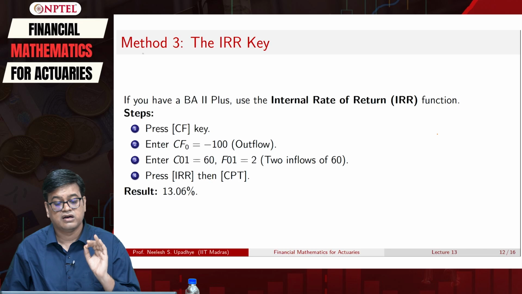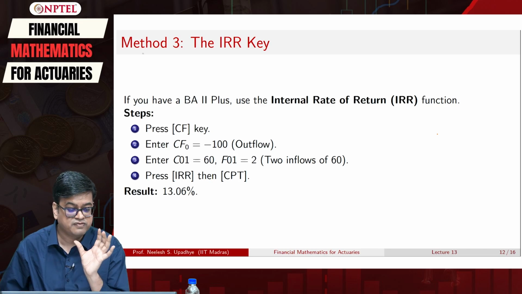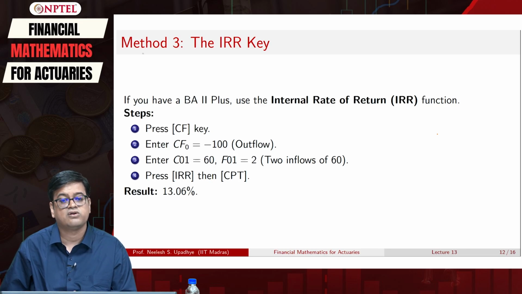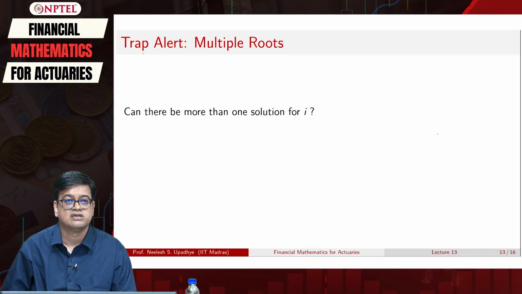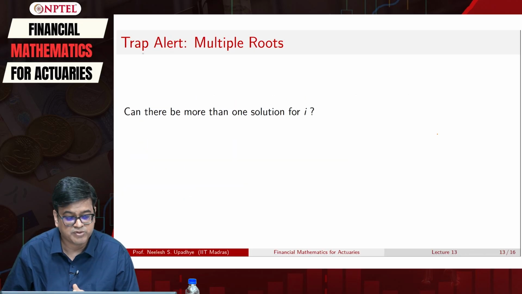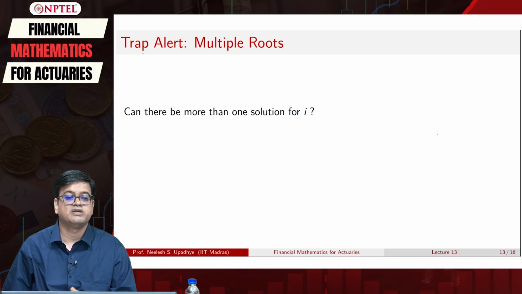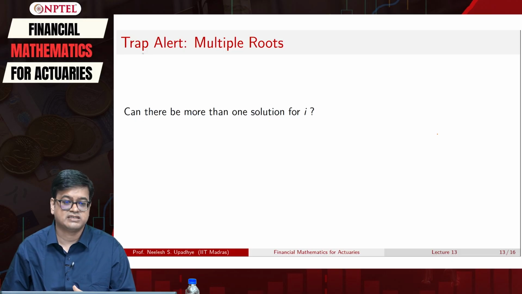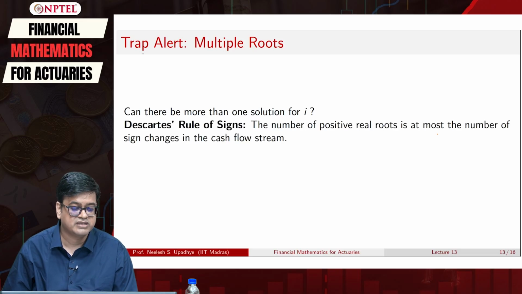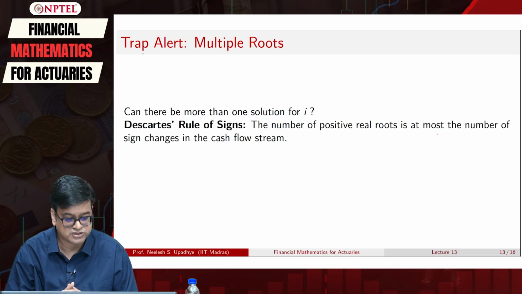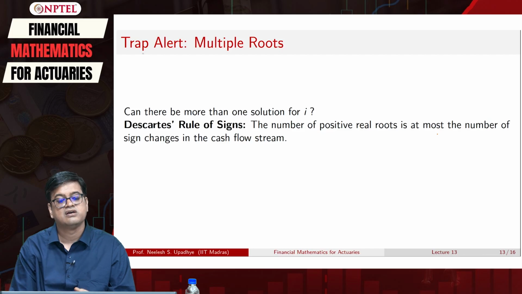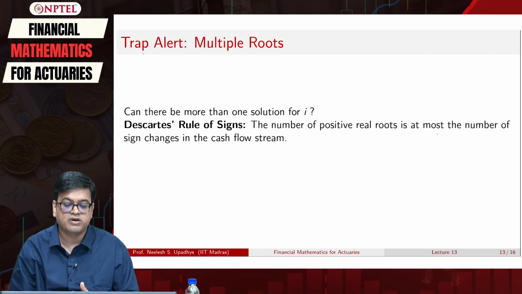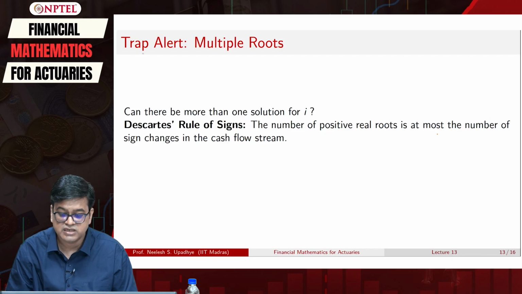Now, if the equation you are looking at, will it always have a single solution? The answer is no, there can be multiple solutions. We will give you one test case to demonstrate that, but why we are saying that will be given by this rule, which is Descartes' rule of signs. This is famous for polynomials. The number of positive real roots is at most the number of sign changes in the cash flow stream.